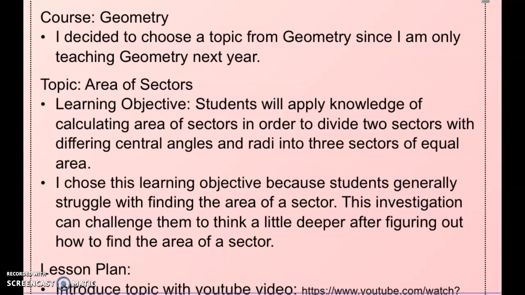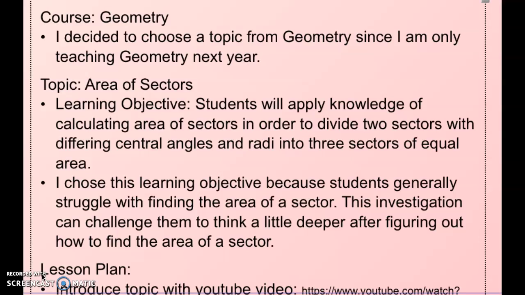The learning objective is that students will apply knowledge of calculating area of sectors in order to divide two sectors with differing central angles and radii into three sectors of equal area. I decided on this problem because I thought it was an interesting problem, not to mention that students typically struggle with finding the area of a sector.